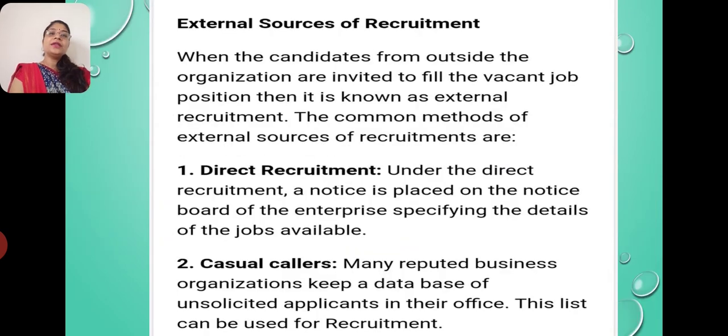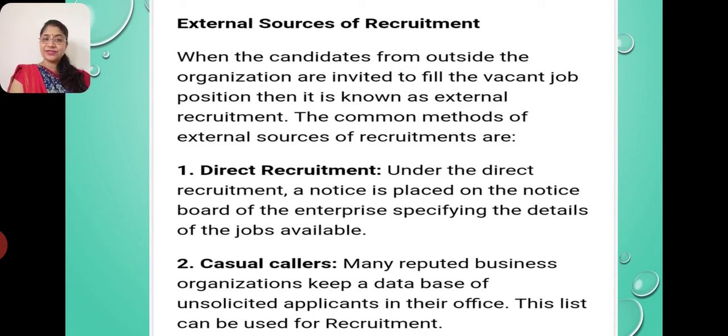Okay, now let us move towards the external source. External source is where candidates from outside of the organization are invited to fulfill a position or vacancy of the organization. Okay, so this is a common method.